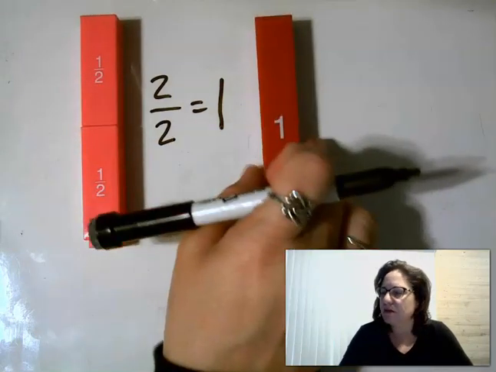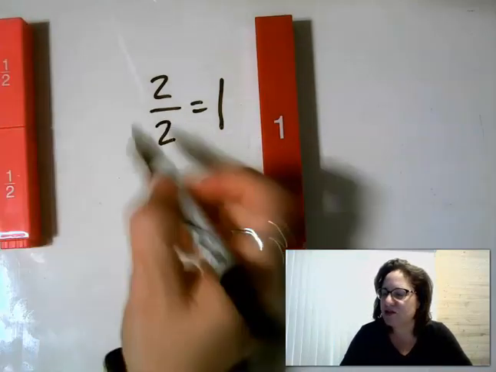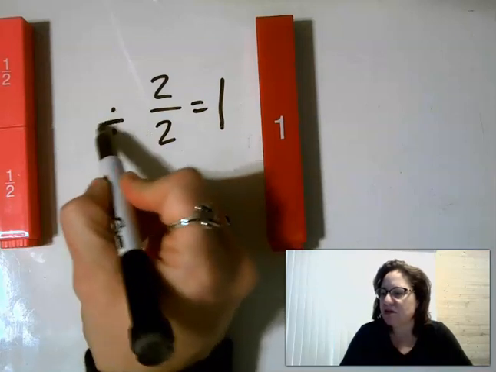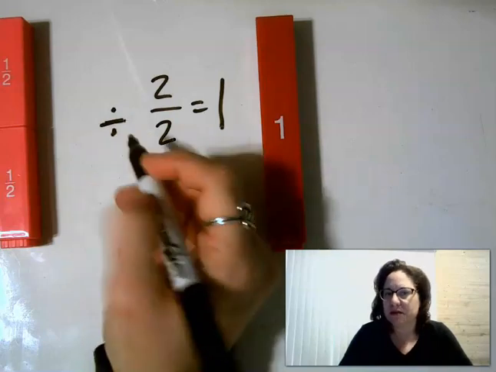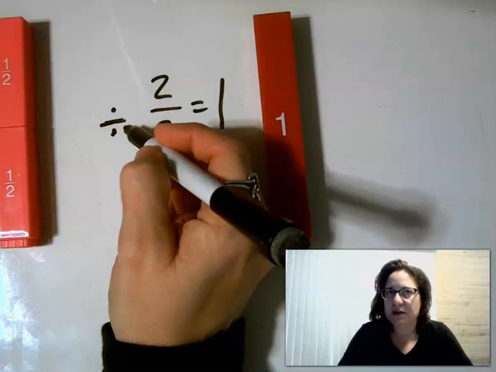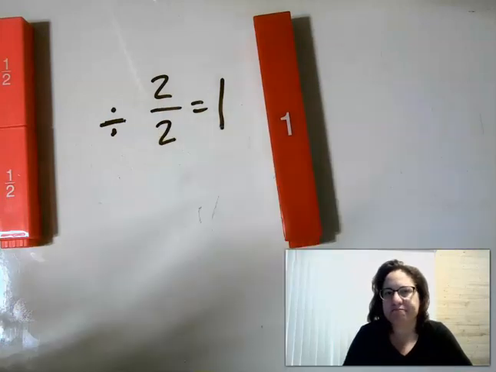Now, this fraction bar, like I've told you before, is simply a division symbol. So there's a number and it's being divided by another number. The numerator is being divided by the denominator. So in this case, 2 divided by 2 equals 1.